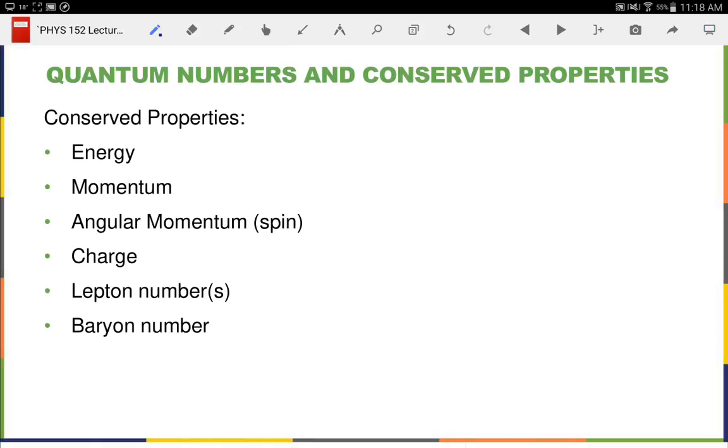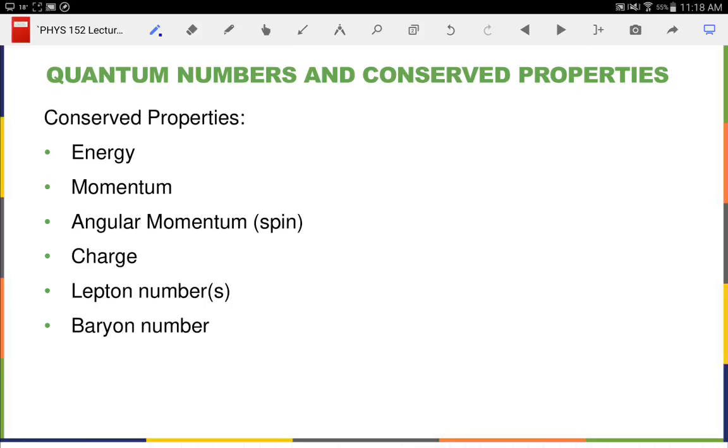But here are things that are conserved. The first one should be no surprise. Energy is conserved. Except, of course, if it's for a small enough time. Momentum is conserved. Angular momentum, what we like to call spin, conserved. Charge, conserved. Lepton numbers. Do you remember me talking about leptons?